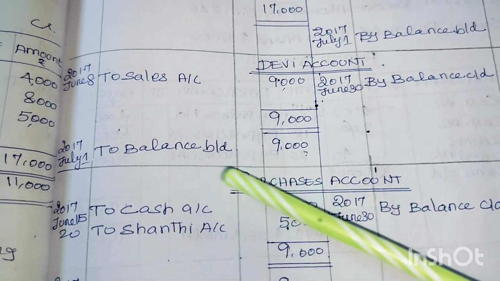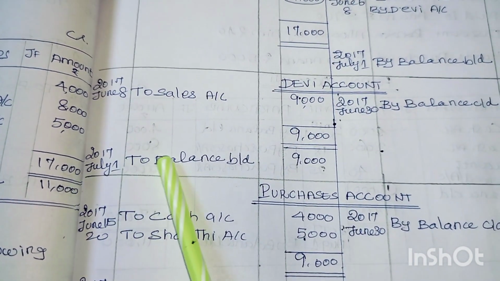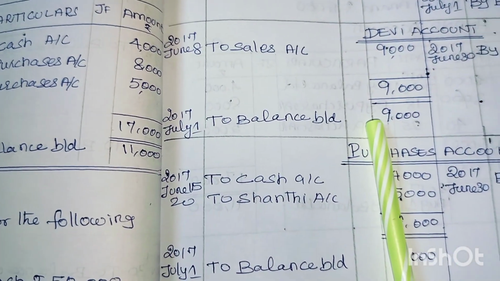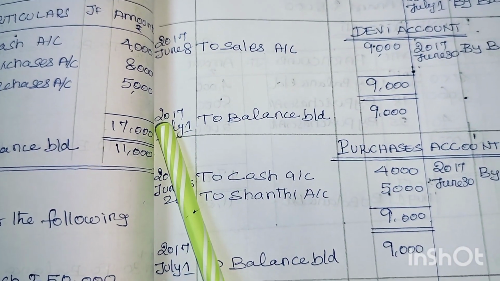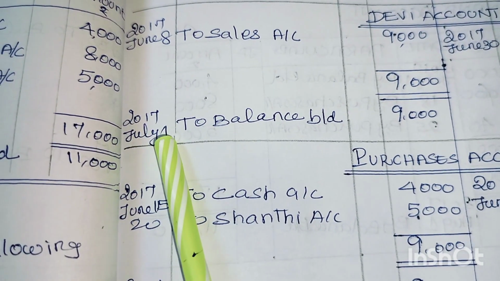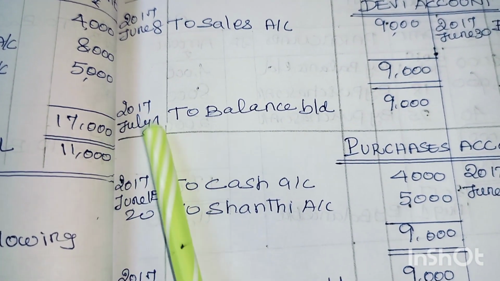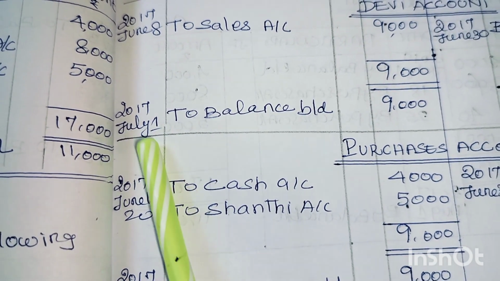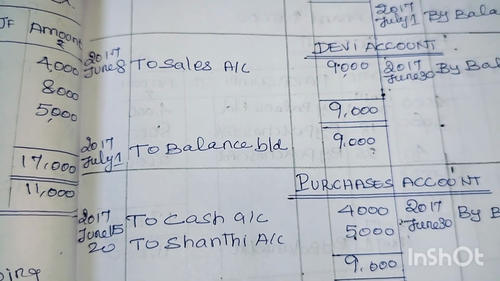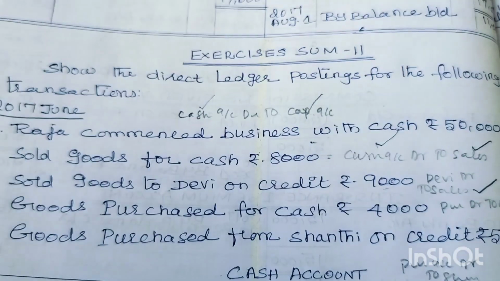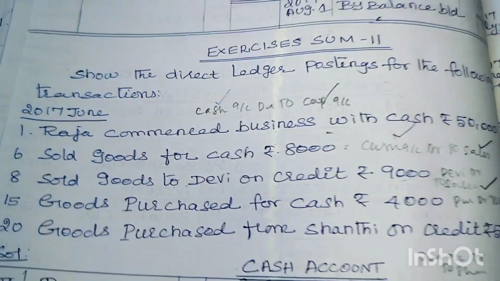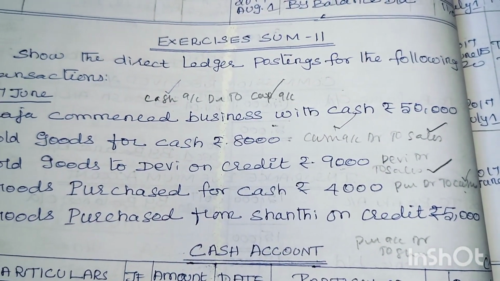Balance brought down is to be entered against the differences, and in the date column we date it on the first day of the next accounting period, that is July 1. This is the opening balance of the Devi account. So we posted cash account, capital account, sales account and Devi account.